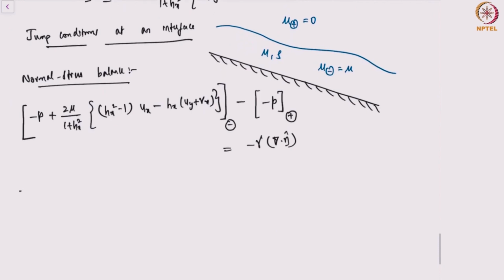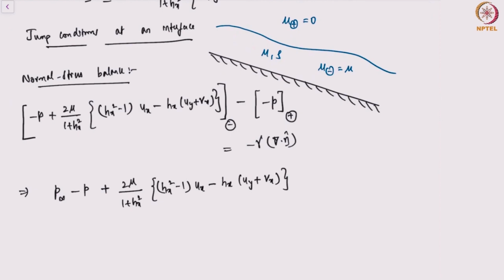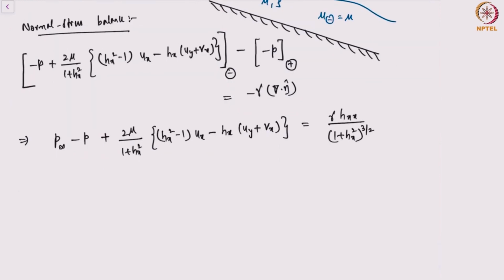So if I combine the two terms, I have p infinity minus p plus 2 mu by 1 plus hx square into hx square minus 1 ux minus hx into uy plus vx, this is all for the fluid below, will be gamma times hxx by 1 plus hx square whole power 3 by 2. This is my normal stress balance.